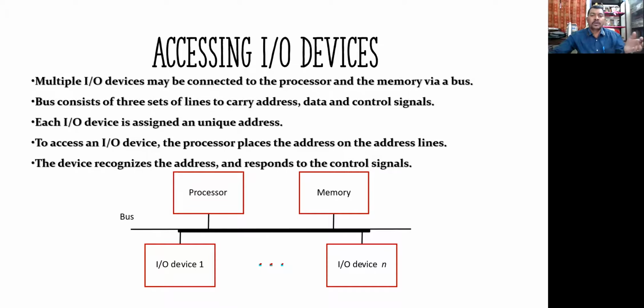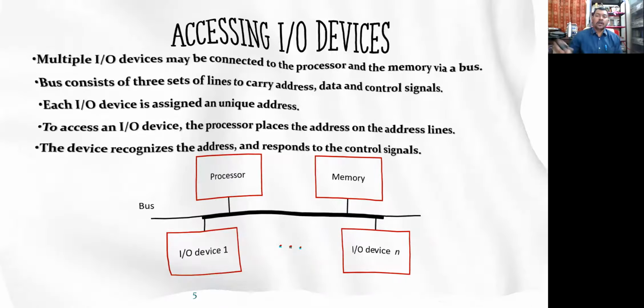Status means what type of function or what steps the buses have to take, whether they are going to work as input devices or as output devices. That is what the control signals take care of. So this is how we are going to access the input output devices.